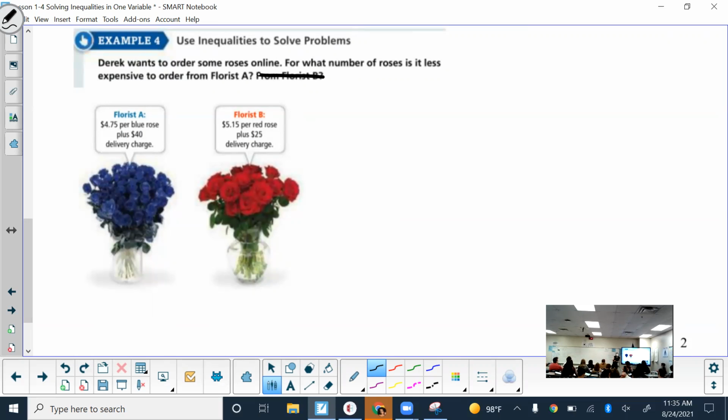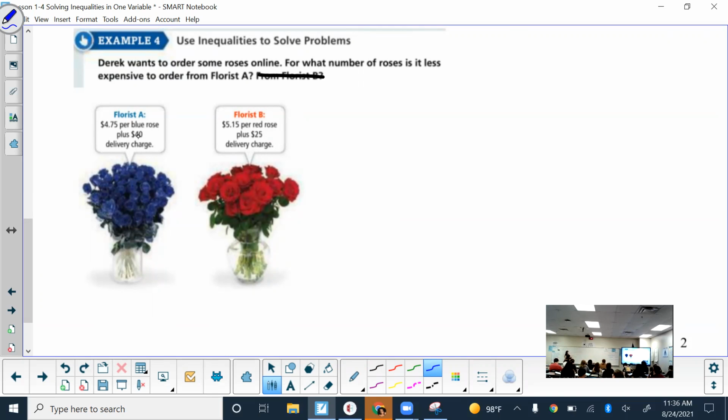All right. So we have Derek wants to order some roses online. For what number of roses is it less expensive to order from florist A? And then we have their prices here. So florist A, I'll write that in blue so it matches. Read it. It says $4.75 per blue rose plus $40 delivery charge.